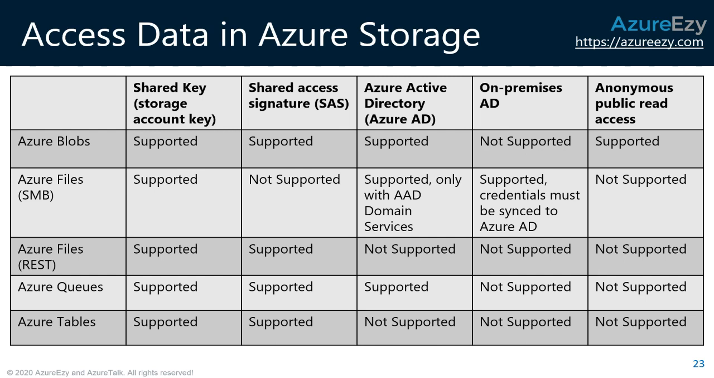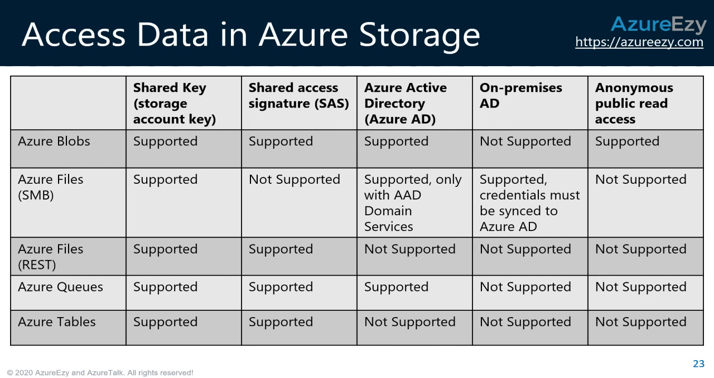See, Azure Active Directory and Azure Active Directory Domain Services are two different things. So if we want to give authorized access to Azure file as SMB, in that particular case, we need Azure Active Directory Domain Services. You cannot use Azure Active Directory to give access on Azure File REST, and you cannot use this for your tables as well. It is supported for your blob, for your Azure file SMB, and for your Azure Queue services.